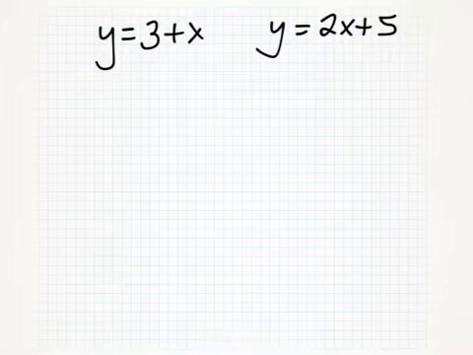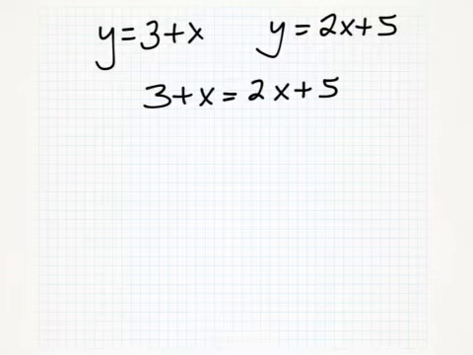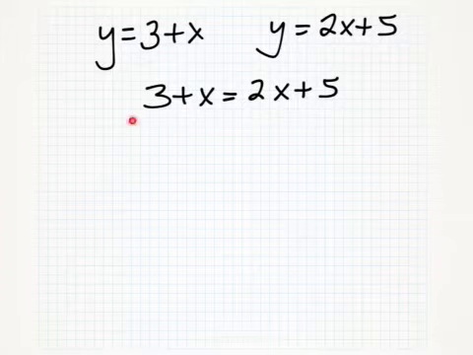Now, the book will have you graphing the two equations in order to find the solution. However, you really don't need to do that. We've got two equations here, and both of these equations equal y. In other words, they both equal each other. So by getting rid of the y's and making the two equations equal one another, we just need to solve for x.